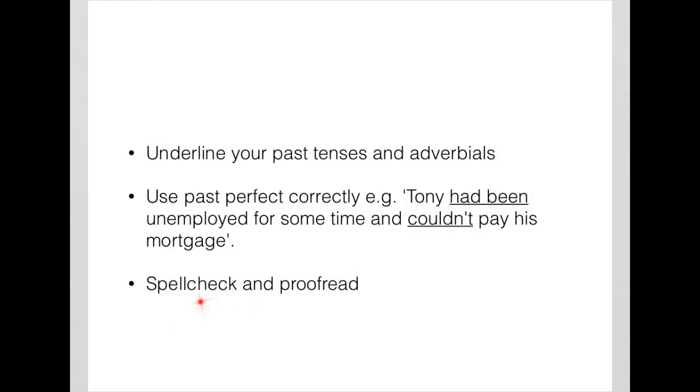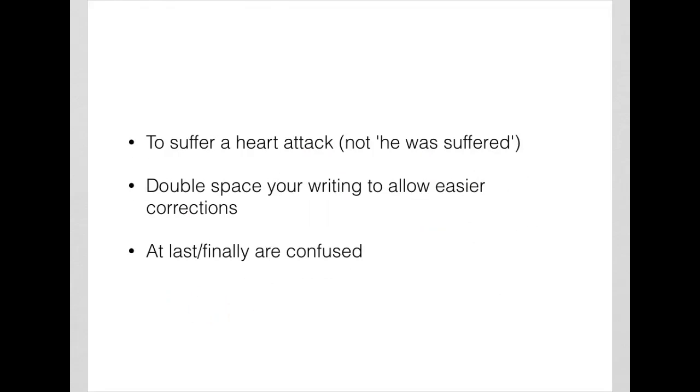Spell check and proofread. There's no excuse for not spell checking. Use a word processor. To suffer a heart attack. There was some confusion here. Students using passives: he was suffered. In English you say to suffer, to have a heart attack, to suffer a heart attack. Can you double space your writing? So between each line, leave a space, which allows me to write some corrections.